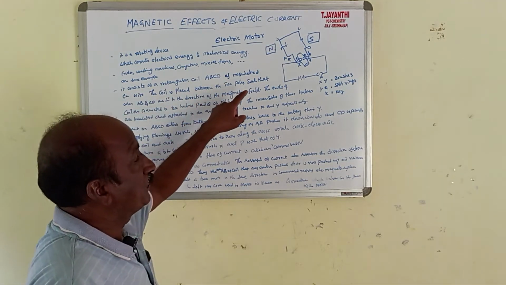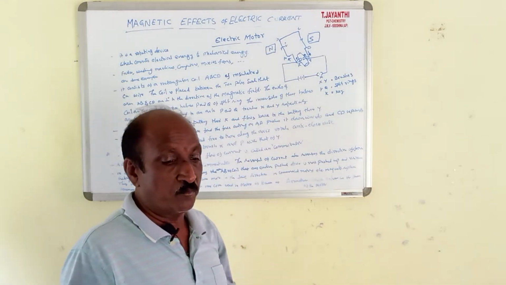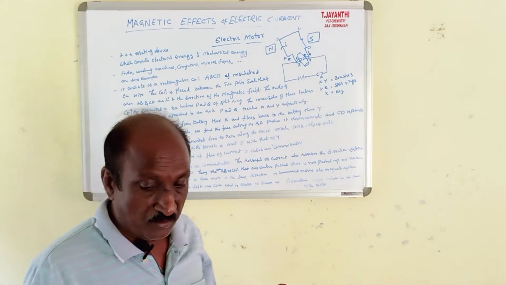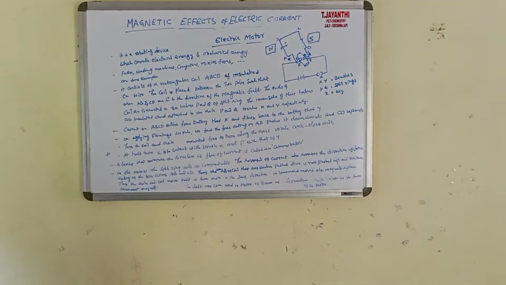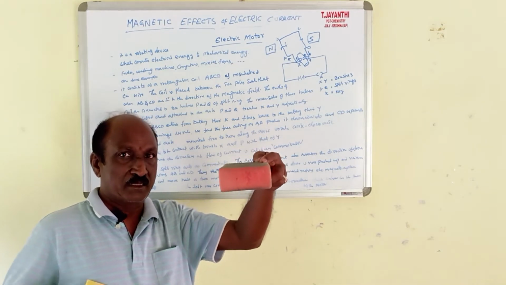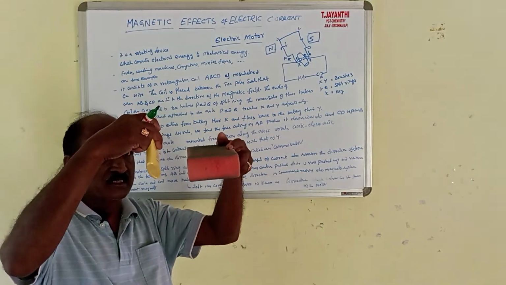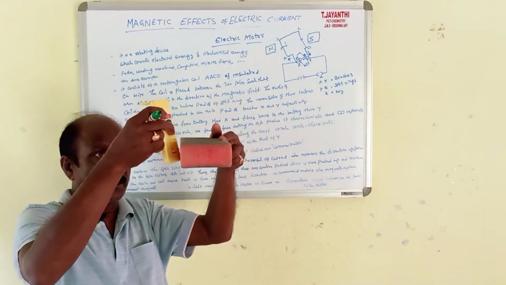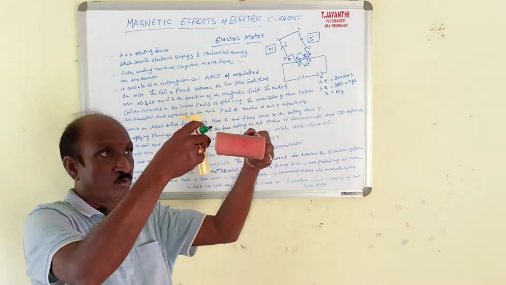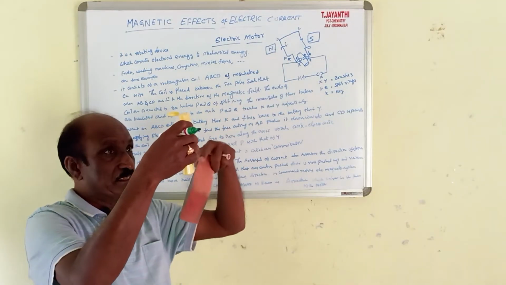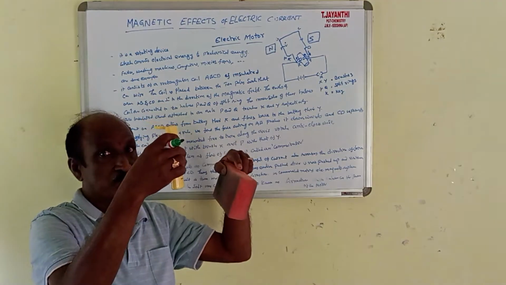The coil is placed between two magnets, two magnetic poles, north and south. Okay, the coil is placed in the magnetic field. For example, if we consider this is a magnet, this is north pole, and this is the coil ABCD. I am presenting you. Okay, I have drawn. This is a magnetic pole, and this is ABCD, the wire which was bent like that.